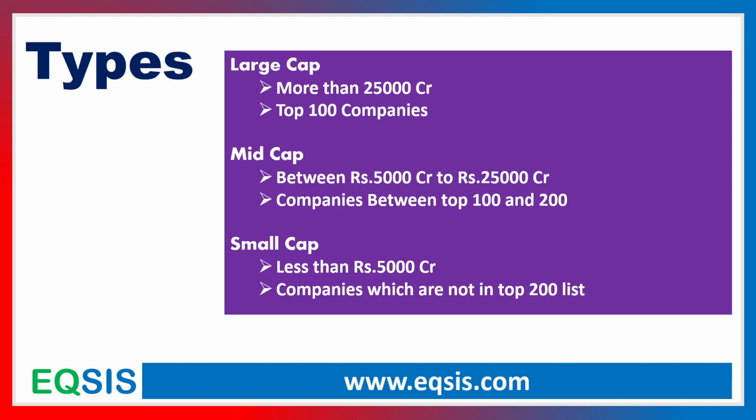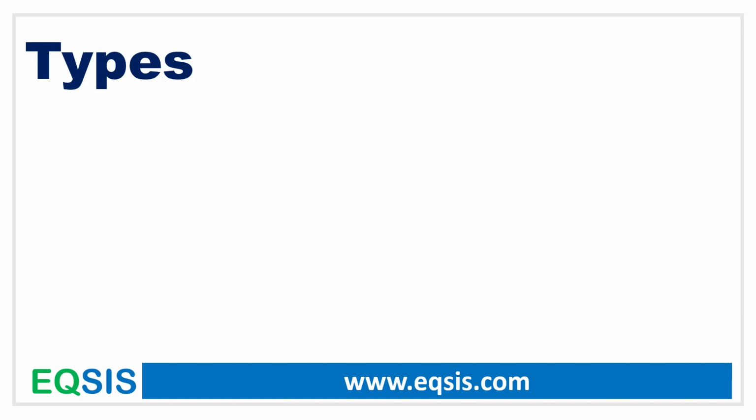But if you want to have a relative scale, what you can do is, the top 100 companies can be large cap, between 100 to 200 can be mid cap, and below that, companies from 200 to 500 can be small cap. Below 500, sometimes people may use the term micro cap. So this cap is just the capitalization. This talks about the size of the company. That's all. Murugan, how can these types help me in constructing my portfolio?